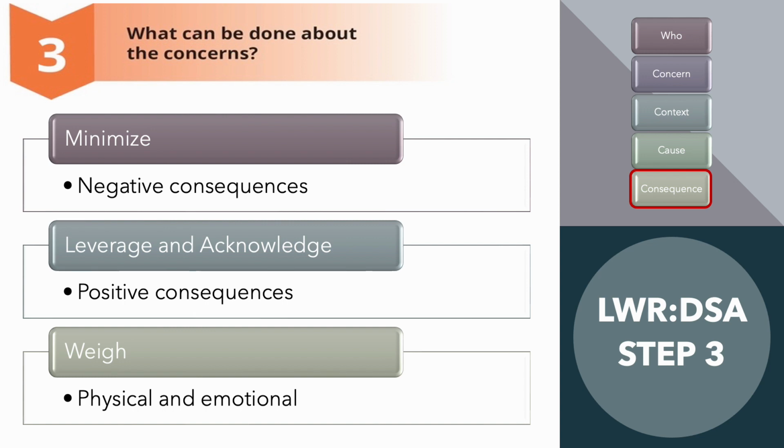Lastly, how do we manage risk by addressing the consequences? What type of recommendations or interventions can be done to minimize the negative consequences and acknowledge and leverage the positive consequences? Additionally, a broadened approach to risk assessment and management ensures that both physical and emotional consequences are discussed when weighing out all the potential negative consequences.